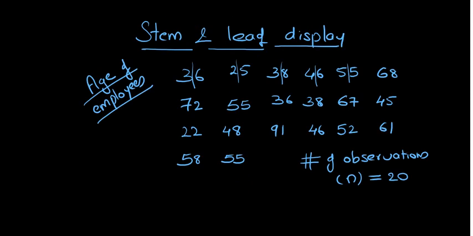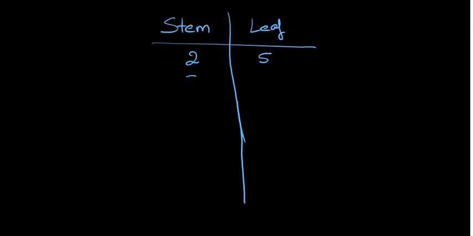Okay, so then you see 36, so it is 3 and 6, and so on. 38 is 3 and 8, and 46 is 4 and 6. 4 comes under the stem and 6 comes under the leaf. 55, 55, 68, 72, 55. Now you need not repeat 5 again, because I have already mentioned 5 under the stem, so 55. 36 is 3 and 6, 38.